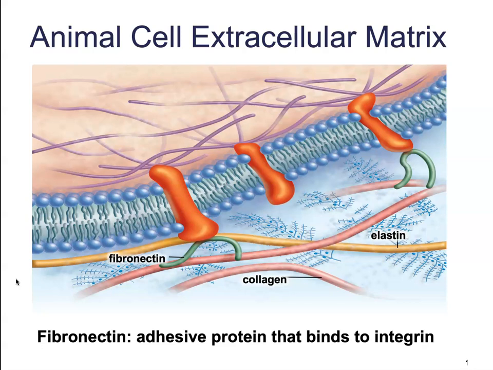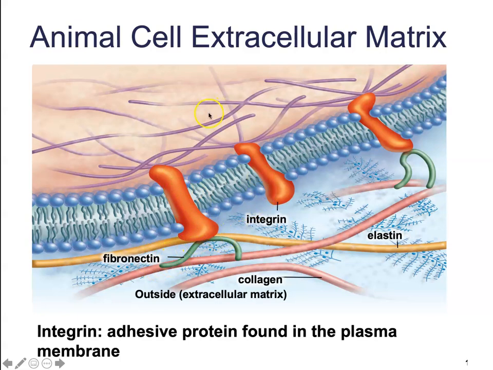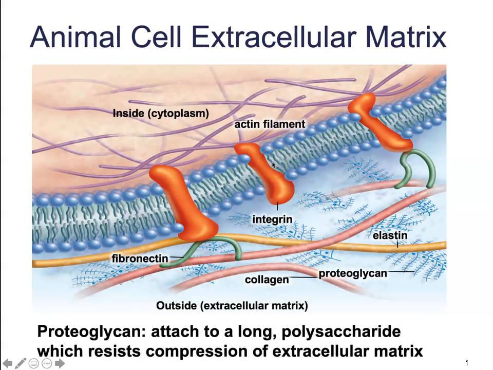Fibronectin is actually a very interesting molecule. Fibronectin is an adhesive protein that binds to integrin. It is going to connect collagen to integrin, and integrin is going to be bound to our cytoskeleton on the inside of the cell. This connection right here between fibronectin and integrin, this adhesive protein found in the plasma membrane, is also going to be bound to the actin filaments of the cytoskeleton.